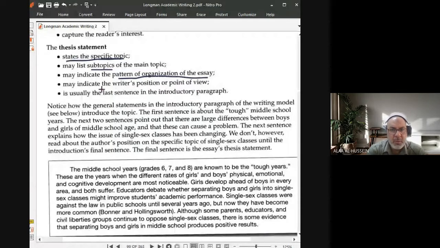May indicate the writer's position. I don't know why it is stated as "may," because I think it should state the position. Sometimes the writer gives his or her position. But I think in the thesis statement, he or she should state the position.